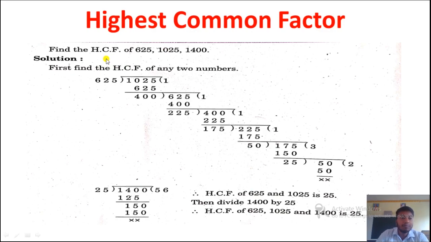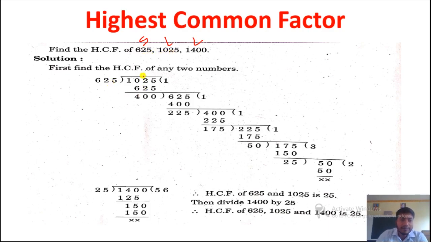Then we have the second example. Find the HCF of 625, 1025 and 1400. Here we have three numbers and we have to find the HCF. As mentioned in step number 1, first we have to divide the larger number by the smaller number. This is the smaller number and this is the larger number, this is also a larger number. So first we will divide 1025 by 625, because 1025 is also greater than 625.